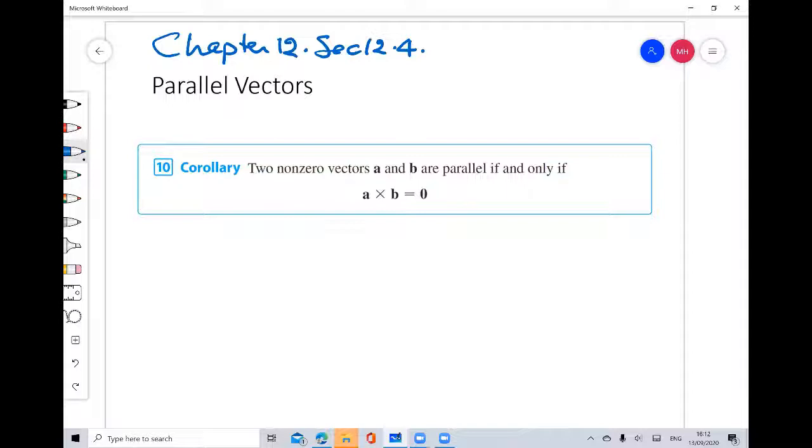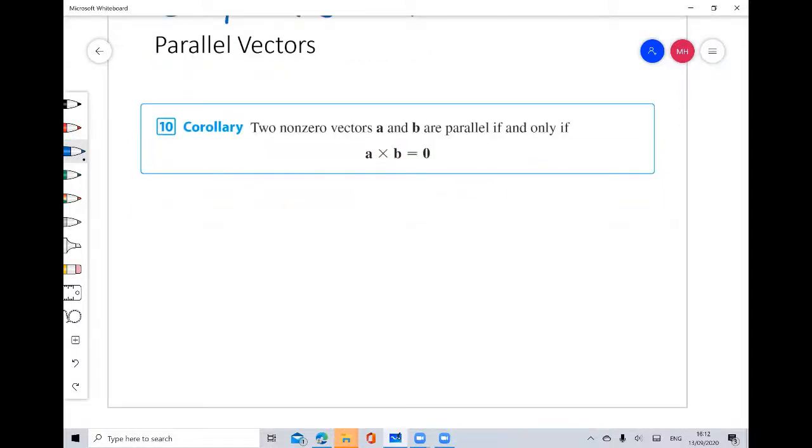Talking about parallel vectors. How about the cross product of a vector by itself? What is the value of this? I know that the cross product results in a vector, but what is the vector that results from the cross product of a vector by itself? Let's do the math and check it.